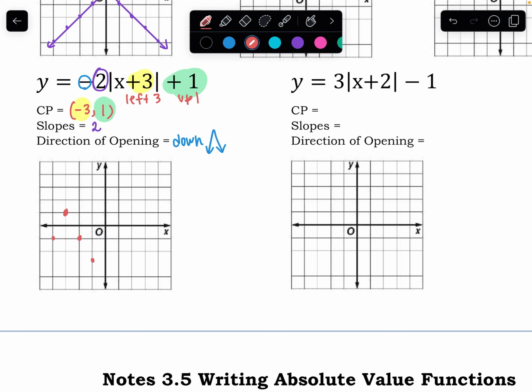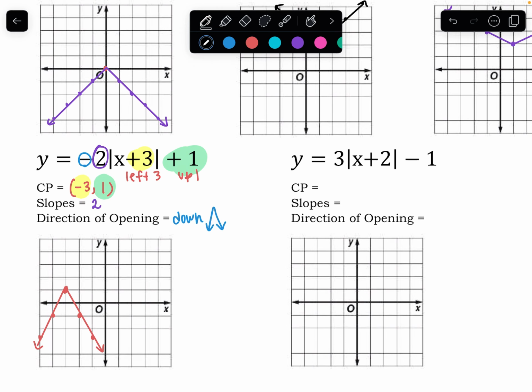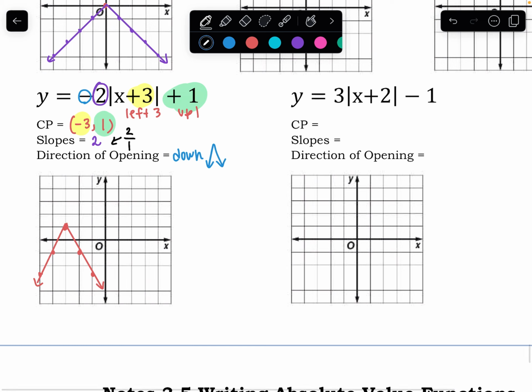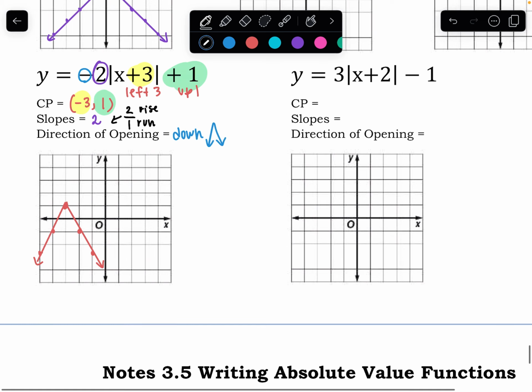Down 2 over 1. Just like with lines, when you're looking at the slope, if it's a whole number, the bottom number is 1. So when we were doing a slope of 1, it was up 1 over 1. This 2 is technically 2 over 1. So that's why the rise is 2 and the run is 1 on each side. So 2, 1, 2, 1.